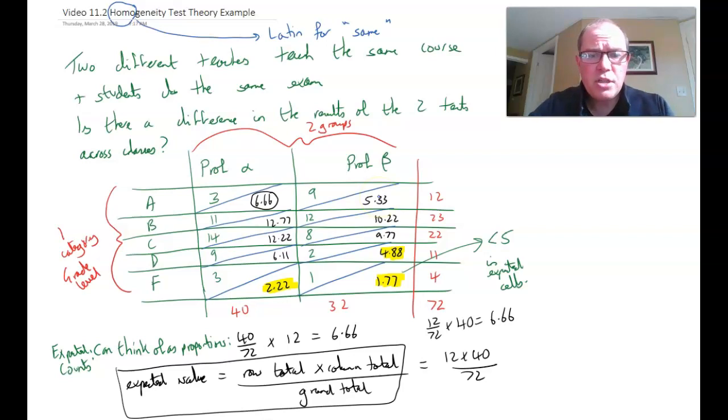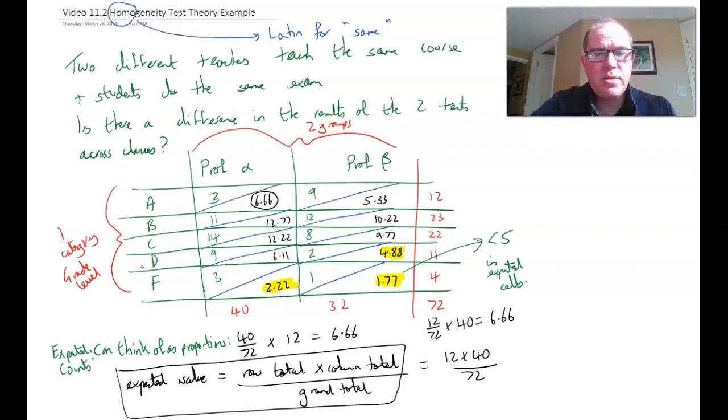Now, one thing to notice here, which is really important, is we have one category. We've categorized the students by grades. The category is not really the professor. The professor is not a category, it's really a group. So when you have two groups, multiple groups across a category, that would be a homogeneity test.